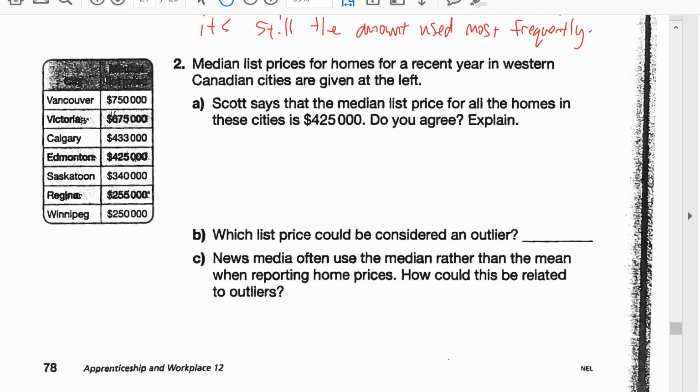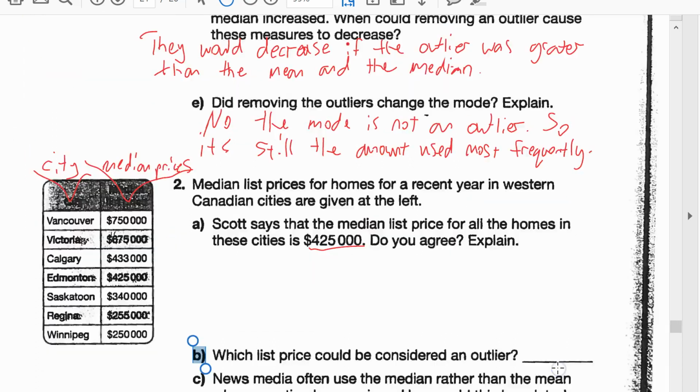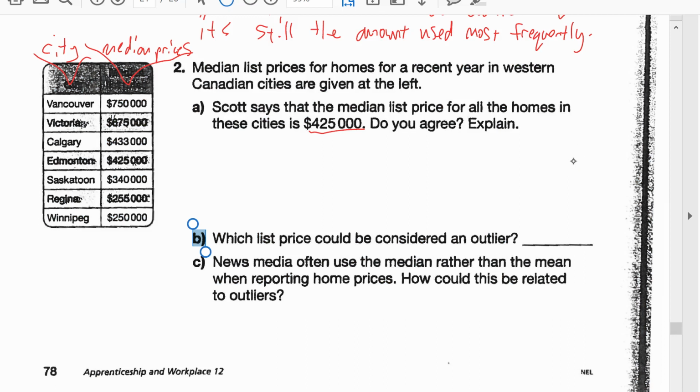Let's see. I think. Well, tell me. What do you guys think? I'll write out. So these are median prices right there. This says city right here. So you have Vancouver, Victoria, Calgary, Edmonton, Saskatoon, Regina. Scott says that the median list price for all the homes in these cities is $425,000. Do you agree? And remember, the way you figure out median is you get the median and see what it is. If it's 425, do you agree? Explain. I'm going to give you a hint.